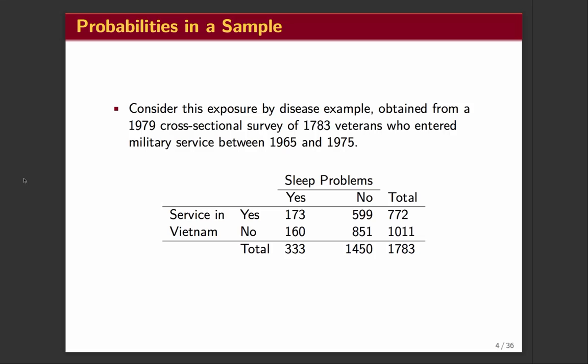So before I actually go into anything else, based on what you see in this table, take a couple of minutes with a person next to you at the table. Do you think sleep problems and service in Vietnam are related to each other? Discuss what you would look at in the table and how you might go about deciding this.